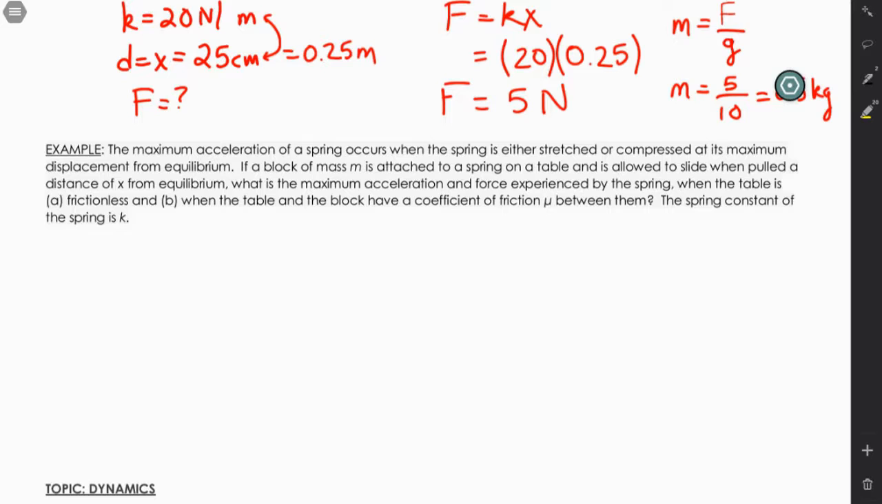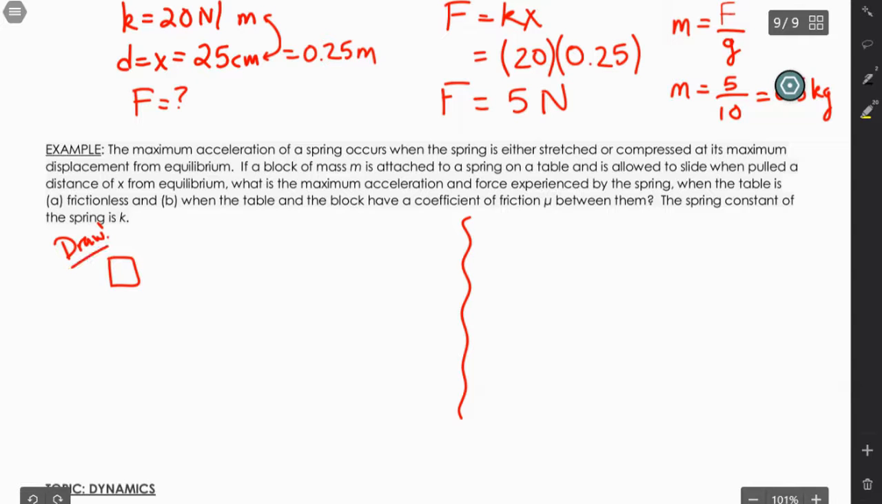Okay, so this is where we're bringing in our forces. We're going to do draw, sum, solve again. So the drawing: we have Fn, we have Fg. If we stretch it, the only force we have is our spring force. So this is part A, where the table's frictionless.